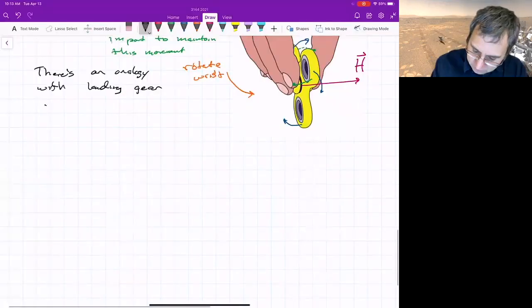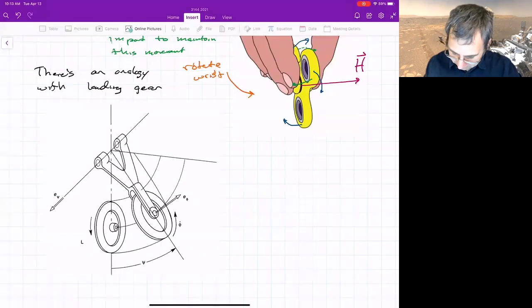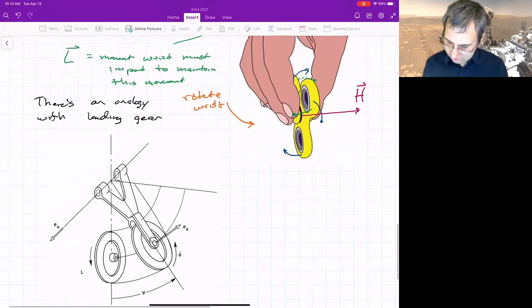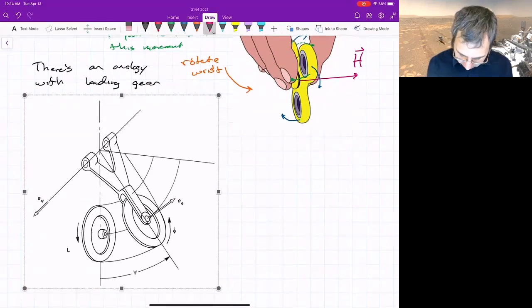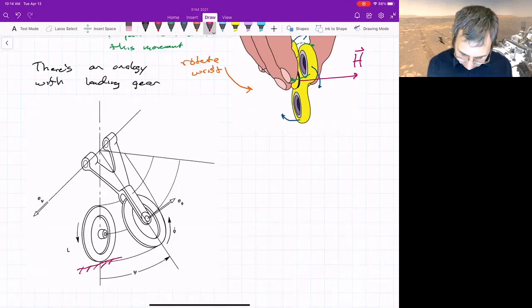So if I give you a sketch of landing gear, it's kind of aligned in sort of the same way as this fidget spinner. We've got the wheel rolling on the ground. All right, here's the ground, let's say. If this is rolling in the way shown by this arrow, then you have a really large moment. Here's at some later time. We've got a really large moment in that direction.